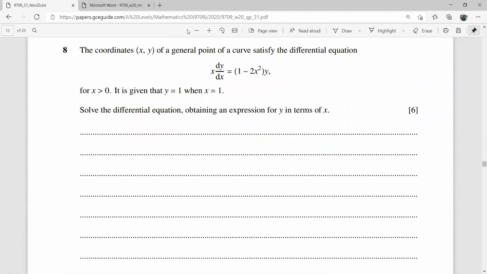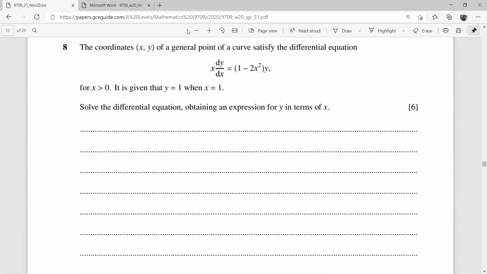Question number 8 is a straightforward question on differential equations. It's straightforward because you don't have to form an equation and then solve that. So I'm going to solve that right away. I have one side with the dy, so this is going to be dy over y, and the other side has (1 minus 2x squared) over x dx.